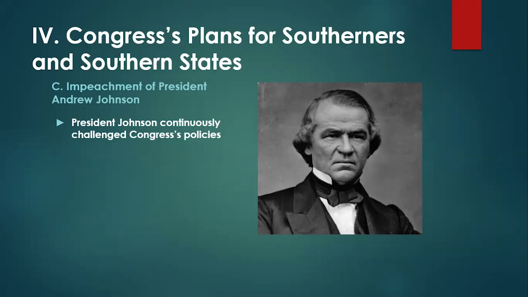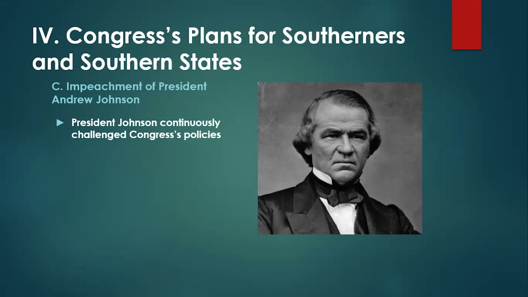And after a while, they got kind of tired of Johnson being this thorn in their side who they had to continuously deal with and continuously figure out how to get past. So they said, you know what? Why don't we just get him out of office? So Congress came up with a plan to basically set up Johnson to be impeached.